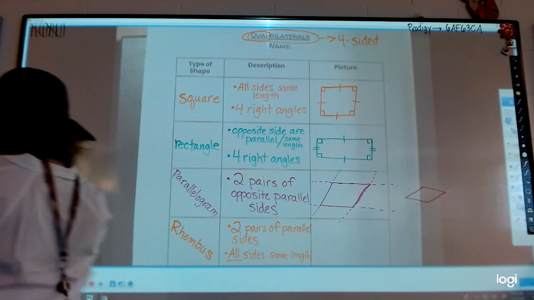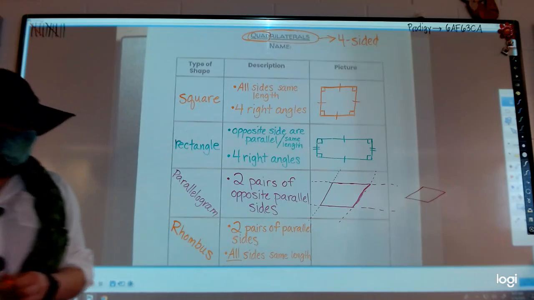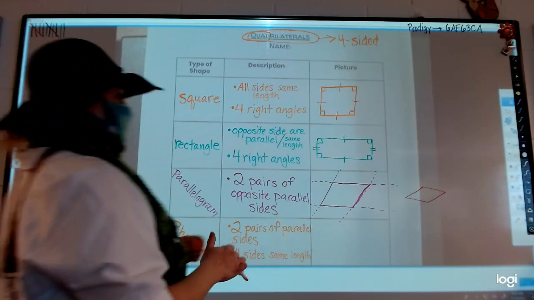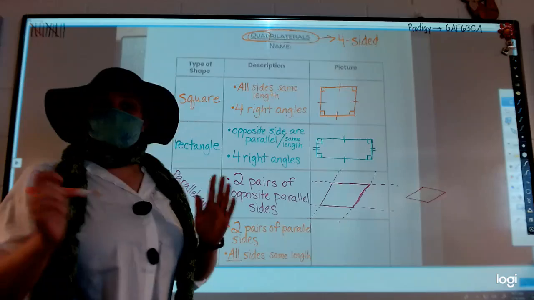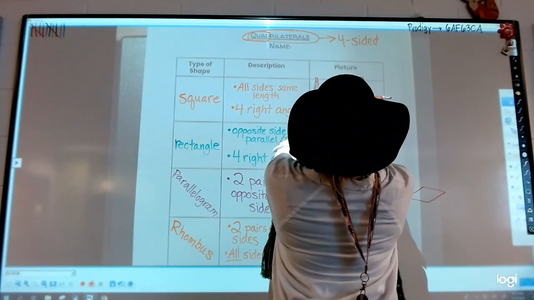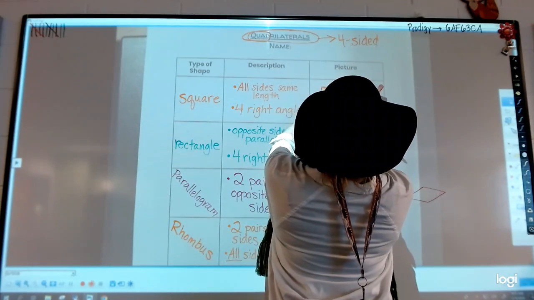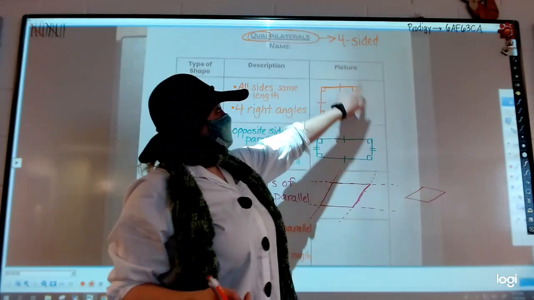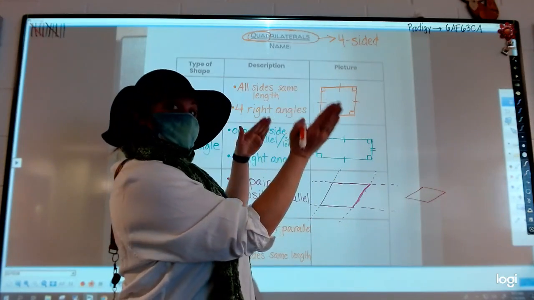All sides are the same length. So this time when you make your rhombus, we want to make sure that all of our sides are the same length. So really what you're trying to do, if you draw a square and then shift it a little so it's slanted, that's a rhombus, right? Because in a square, all sides are the same. We just need to shift it, okay?